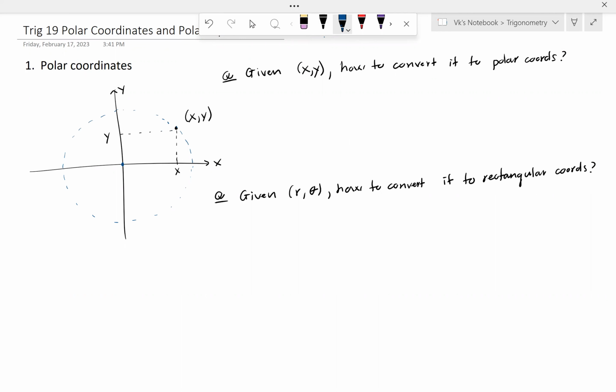We can also get to the same point (X, Y) using the radius R and the angle theta. The point (R, theta) is an equivalent point in polar coordinates.